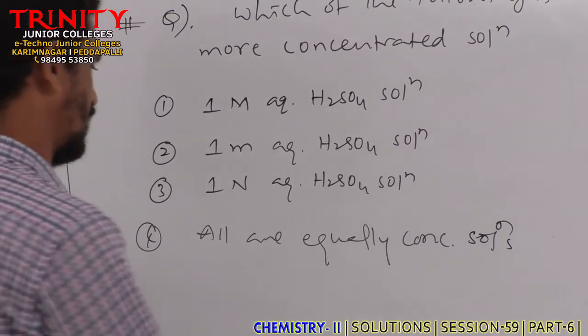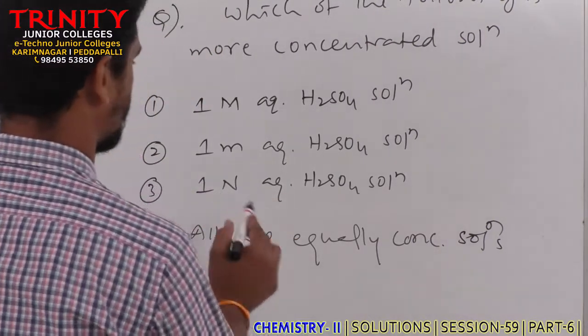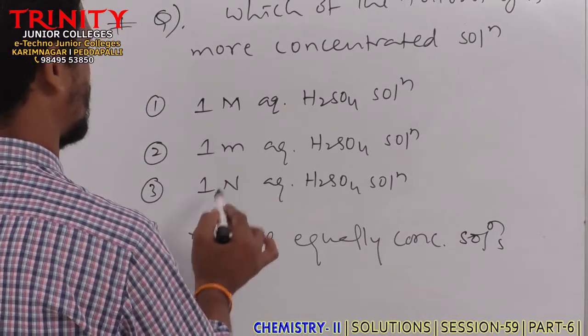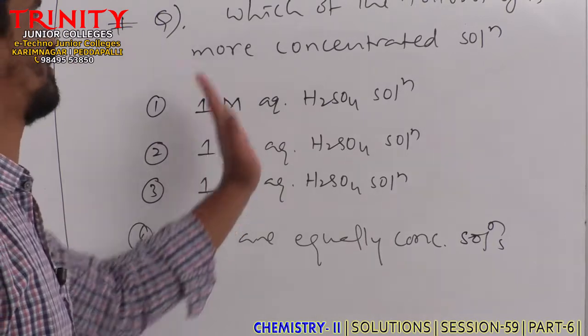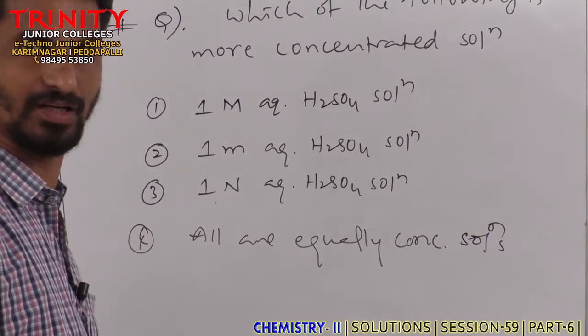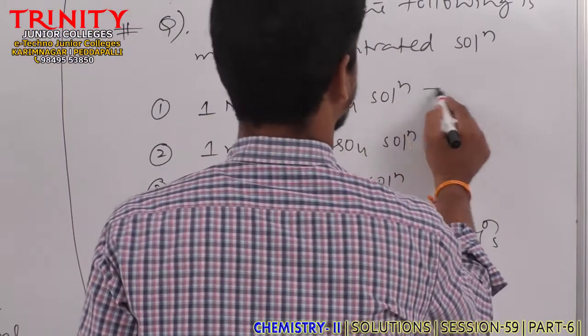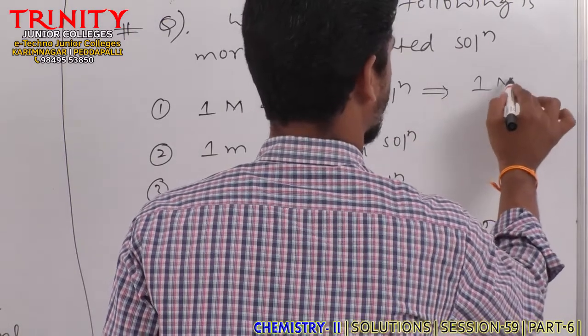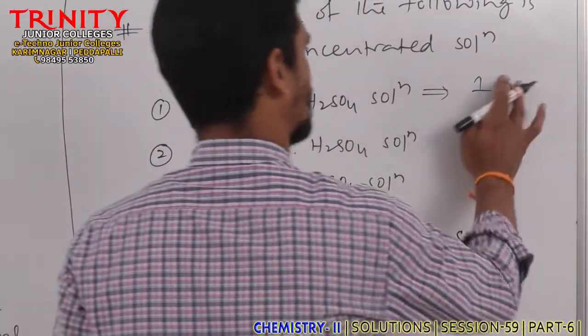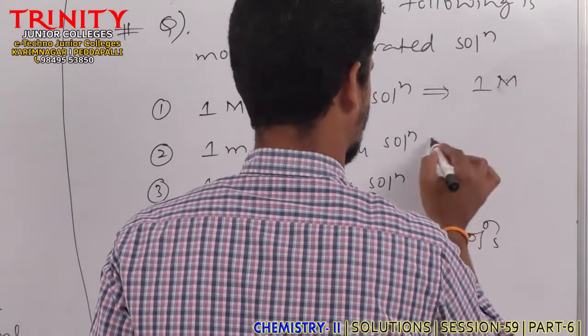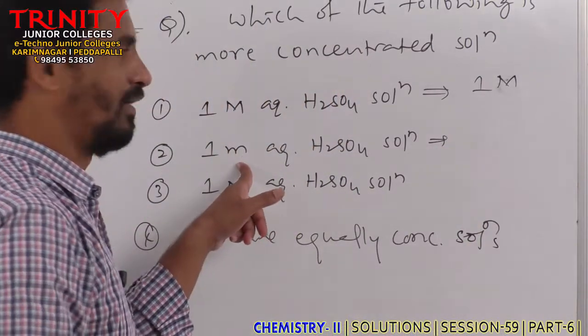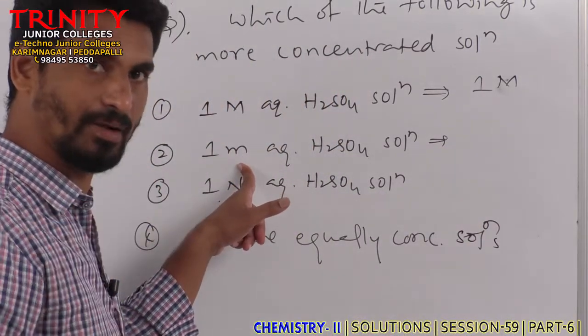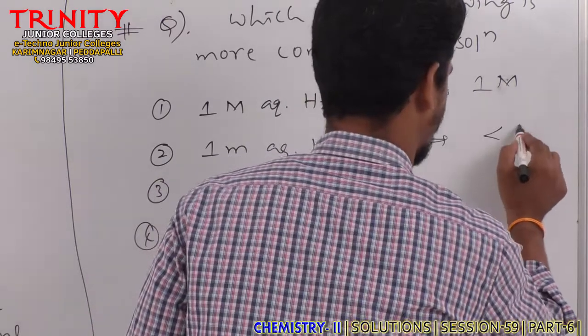Is it clear? So now first you take 1N, and you have to convert all these concentrations into one concentration term. So I am converting this into molarity. So this is 1 capital M, molarity only. If you take 1 small m, it is less than 1 capital M, so we can say less than 1 capital M this is.